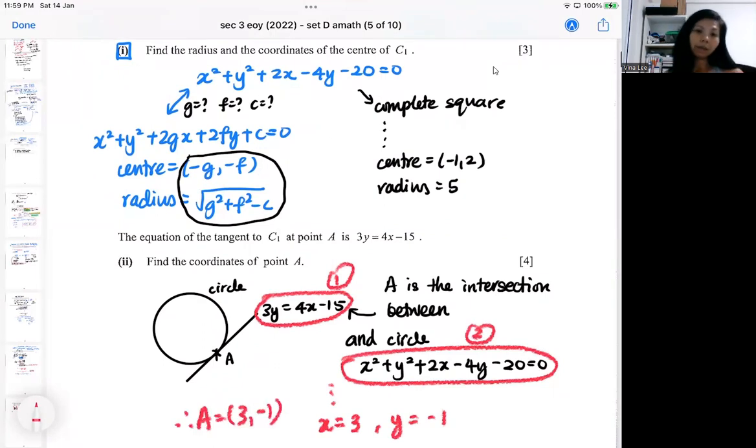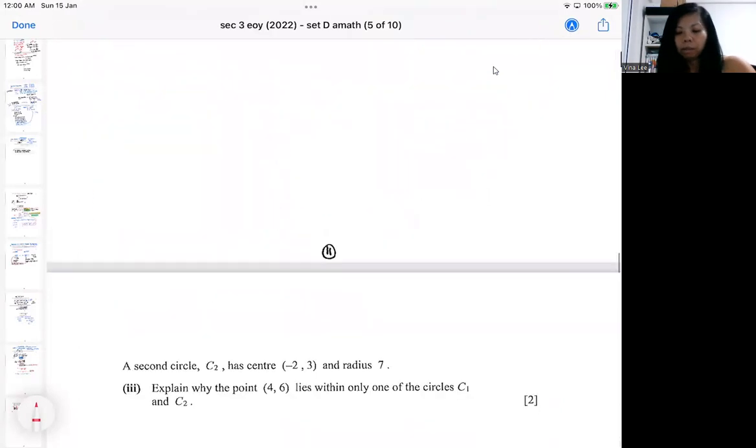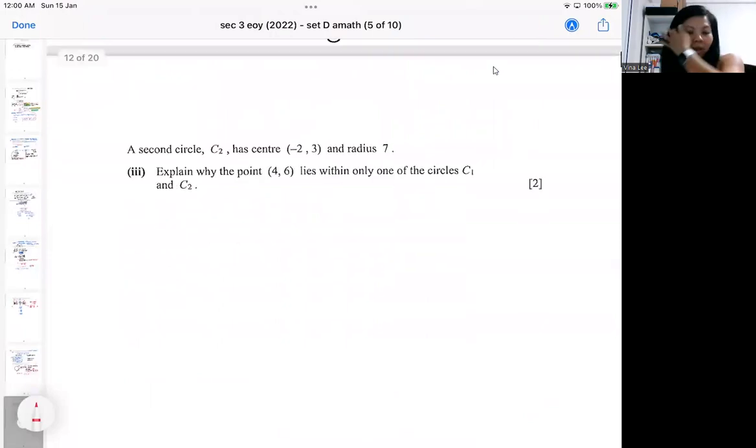So you try the technique out. Understanding the idea and trying the technique out is a separate thing. You may not be able to execute it 100%. So these two parts are quite generic, very technique based. Part 3 will be a bit of thinking.